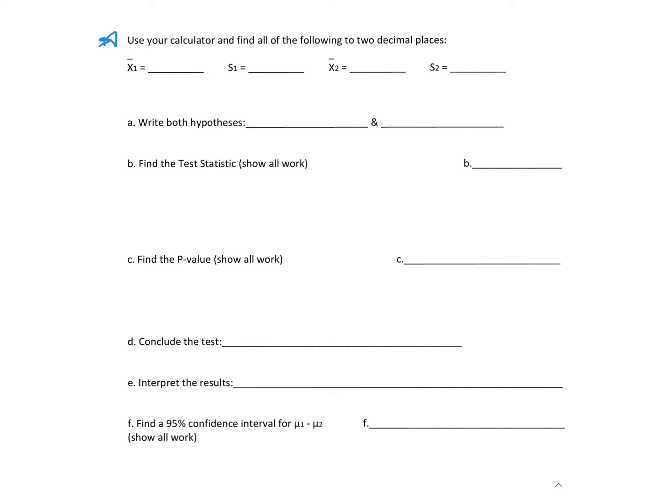So I've already done so, and we get 12.53 for X1 bar, 2.39 for our sample standard deviation of that first soil data. This is 10.77, that is X sub 2 bar, and 2.40 is the standard deviation of your second set of data. So all of these are found by calculator.